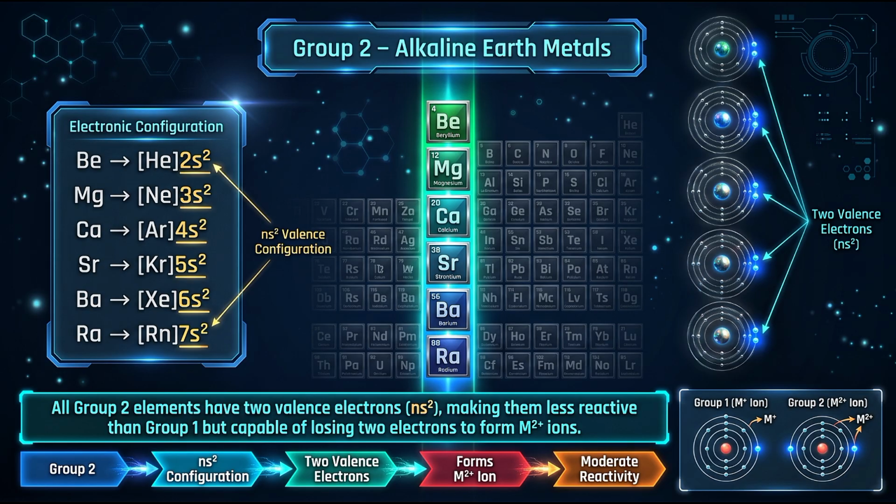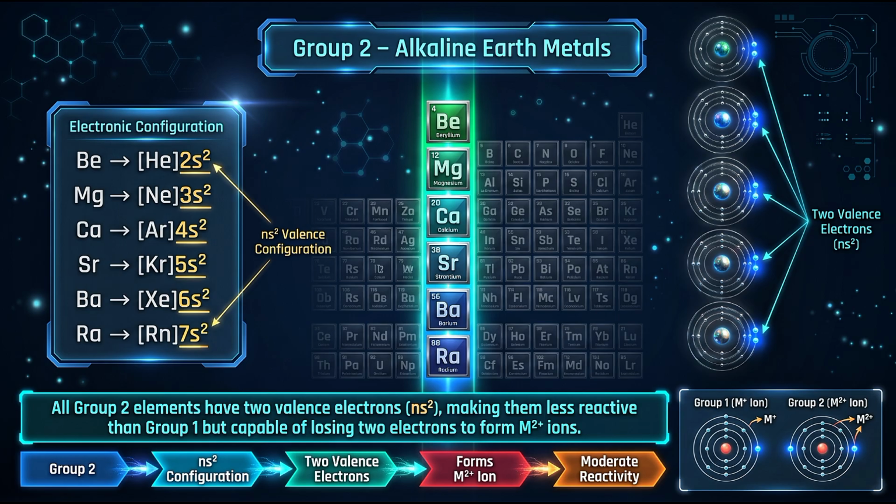Many of these compounds are important in daily life. Calcium compounds are essential for bones and teeth. Magnesium is an important component of chlorophyll in plants. Barium compounds are used in medical imaging, and strontium compounds produce the bright red color seen in fireworks.